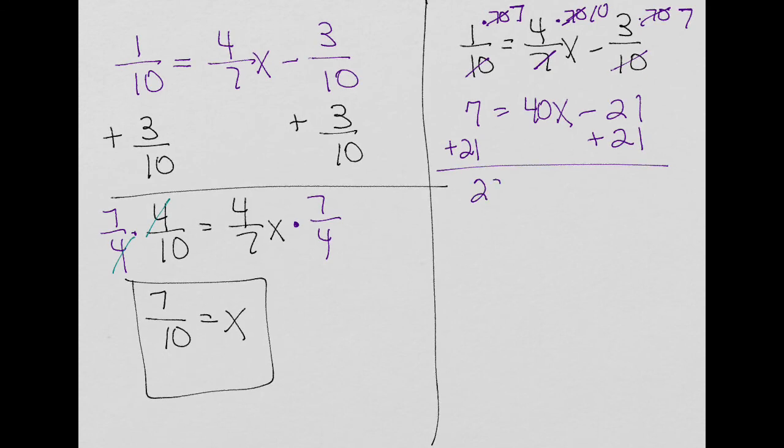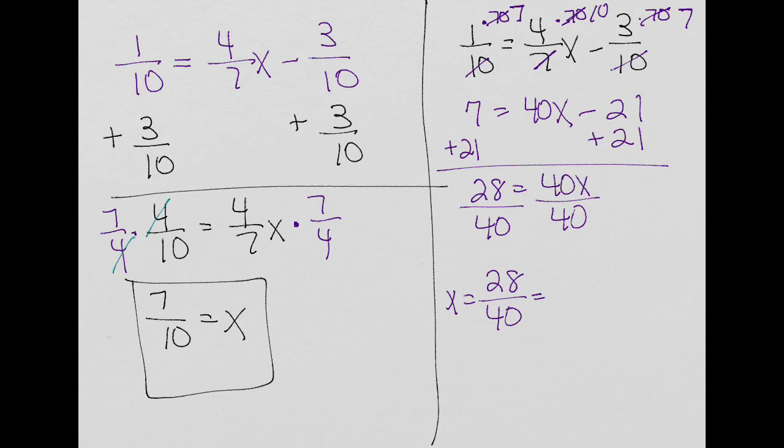So I have 28 equals 40x. We'll divide by 40. So I have 28 over 40. X equals 28 over 40, but we can reduce that. 4 will divide into each of these. 28 divided by 4 is 7, and 40 divided by 4 is 10. So you get the same answer.